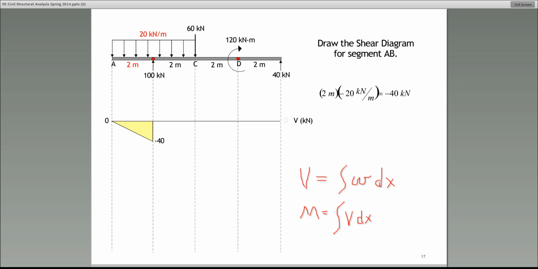So let's concentrate on the first one. Shear. To get the shear from the loading diagram, and remember the load diagram is this thing, I'll call it label W. All right, that's the load diagram. In order to get the shear diagram, which is down here, we need to integrate the load diagram. Now, I want to ask you a couple of questions, everybody.